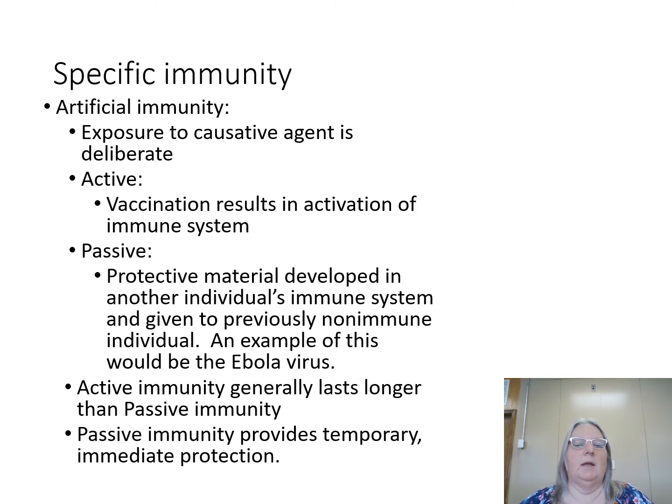Artificial immunity is exposure to a causative agent that is deliberate. That can be in two different forms as well. It could be active, where you've received an immunization, and that immunization caused you to have artificial immunity. Then there's passive immunity, where I get the disease, I get better, you take my blood and give it to somebody else so that they have immunity to that disease. Understand though that passive immunity does not last long. It's temporary. Active immunity is for the rest of your life.